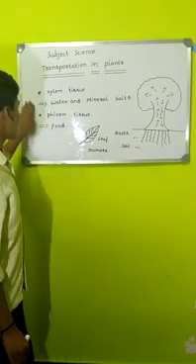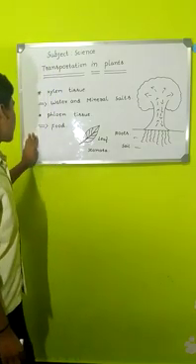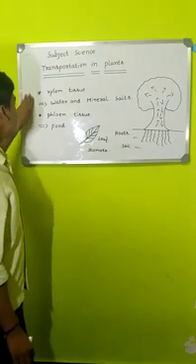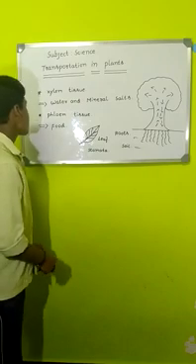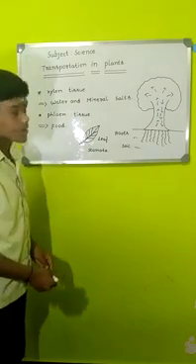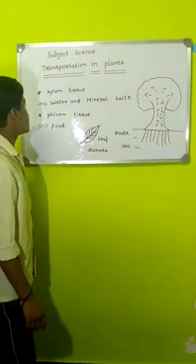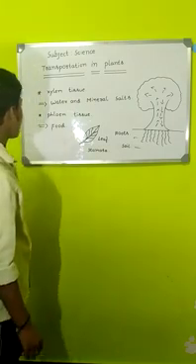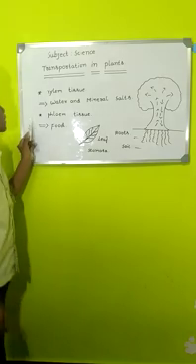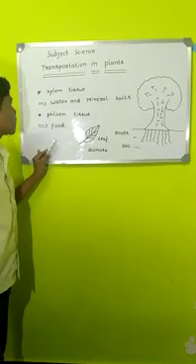Xylem tissue is also called as water conducting tissue. Phloem tissue is called as food conducting tissue. Xylem tissue transports water and mineral salts to all the parts of the plant. Phloem tissue transports the soluble products of the photosynthesis. The walls of the xylem tissue are soft. The walls of the phloem tissue are hard. This is the difference between xylem tissue and the phloem tissue.